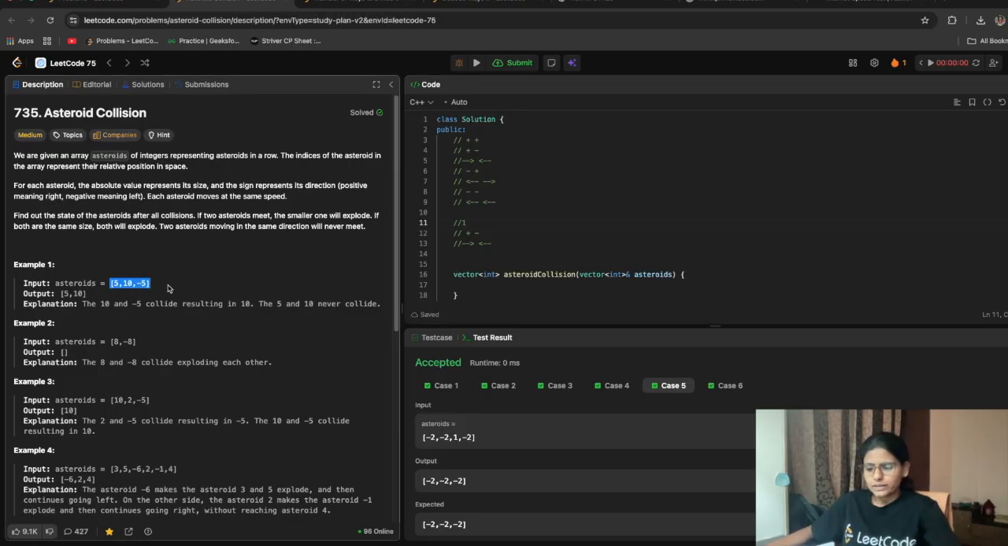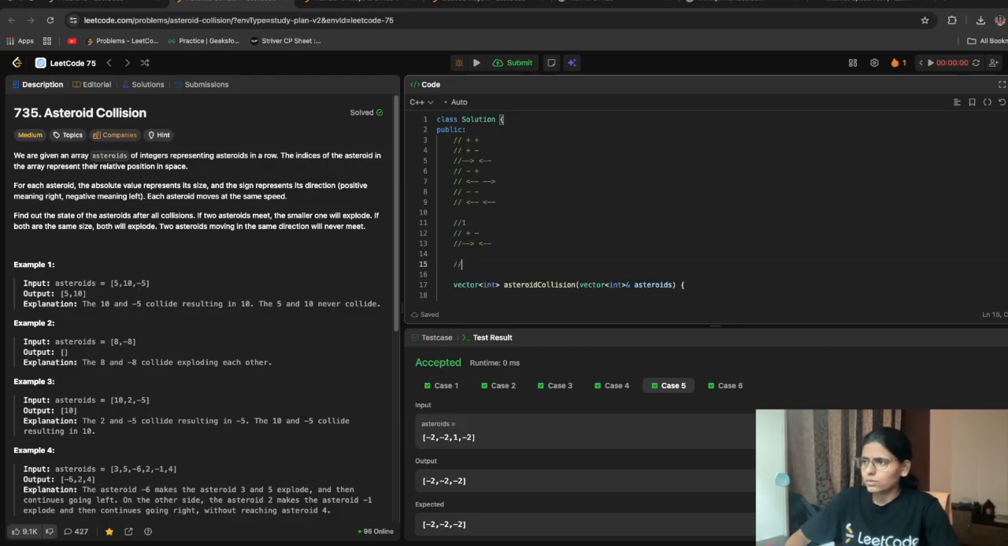Let's take out this example. What does this example say? We have 5, 10, minus 5. I'm taking this like this. This is my stack. I'm taking the stack from left to right. My left point is basically a blocked point, and the right point is an open point. From the right direction, numbers will come and go.